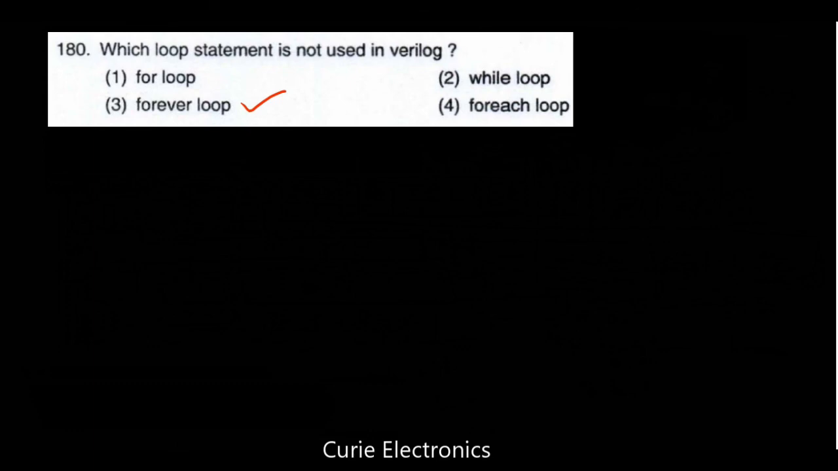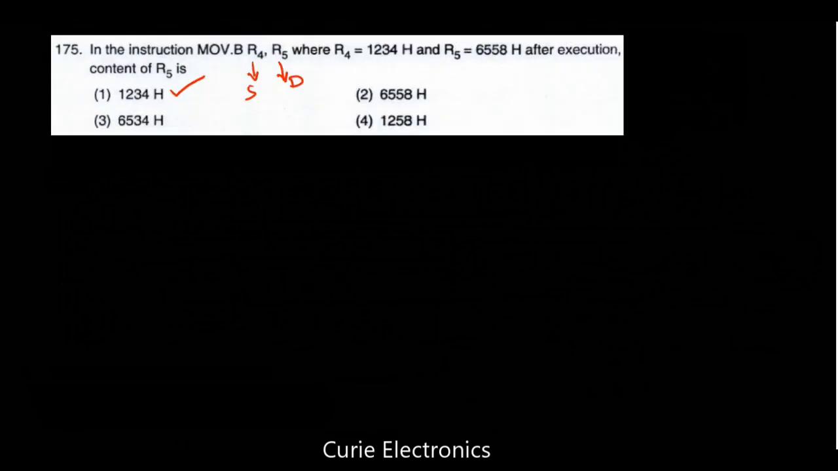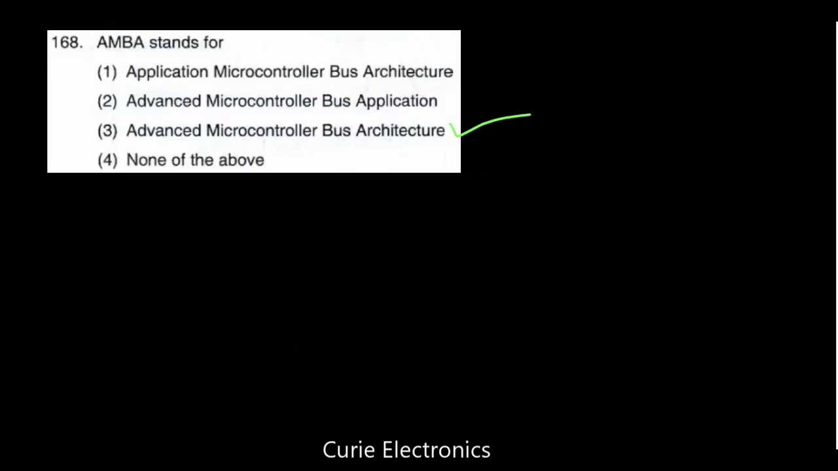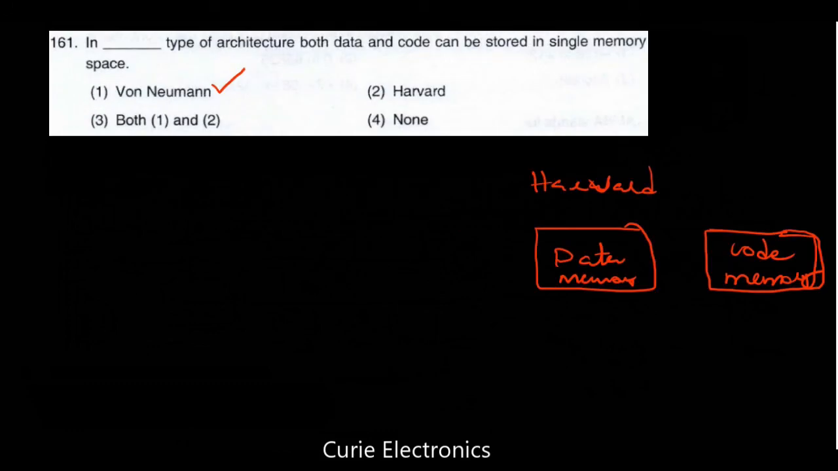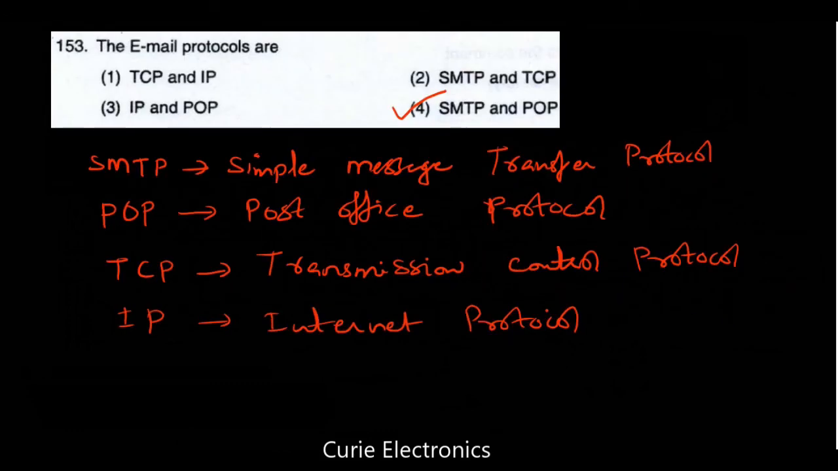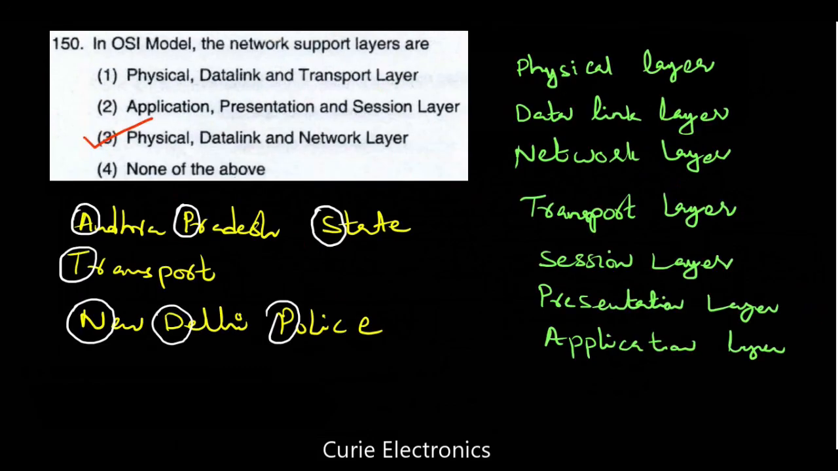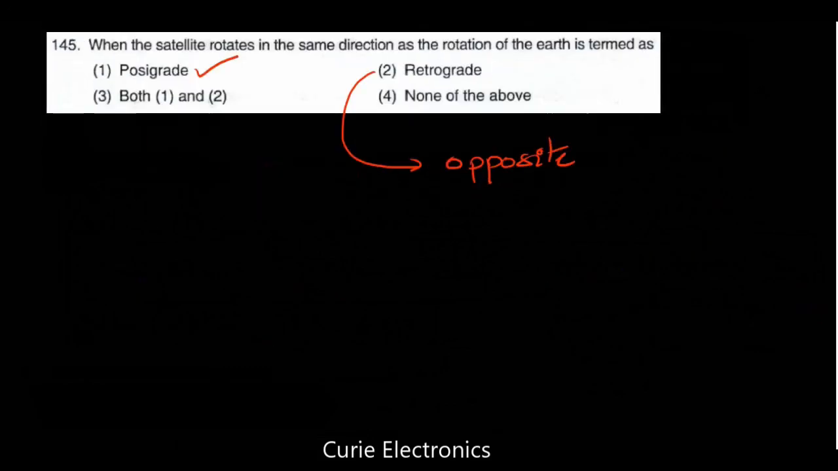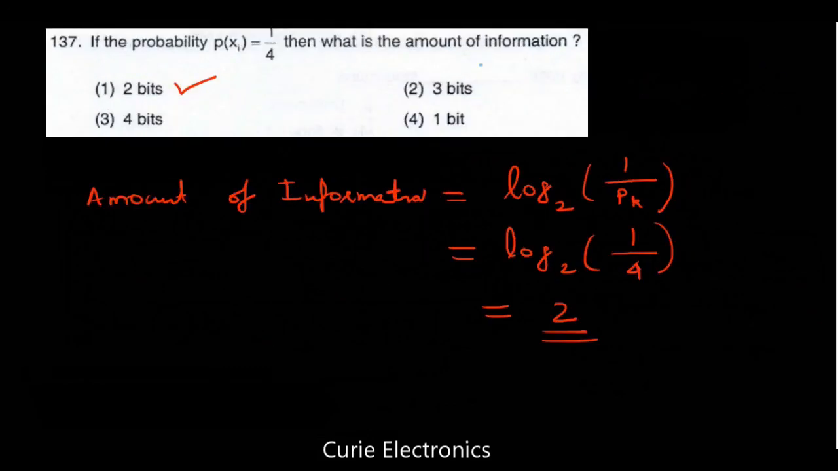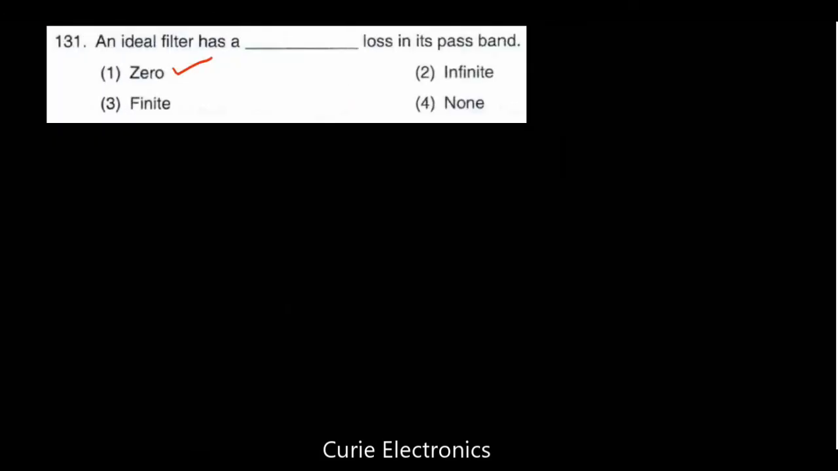So we have completed our fourth part also. So part 3 and part 4 we have completed. How many questions have we completed? 100 questions. These all are more theoretical questions. So if you study theory well, I think you can easily clear the entrance exam.